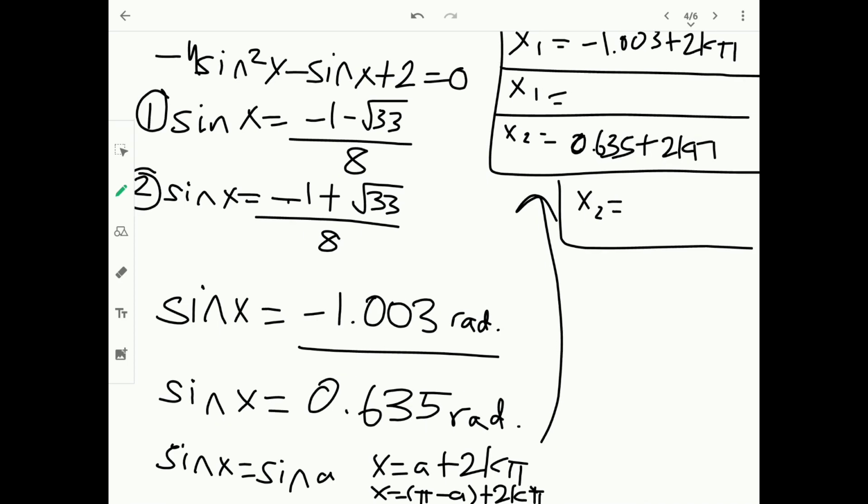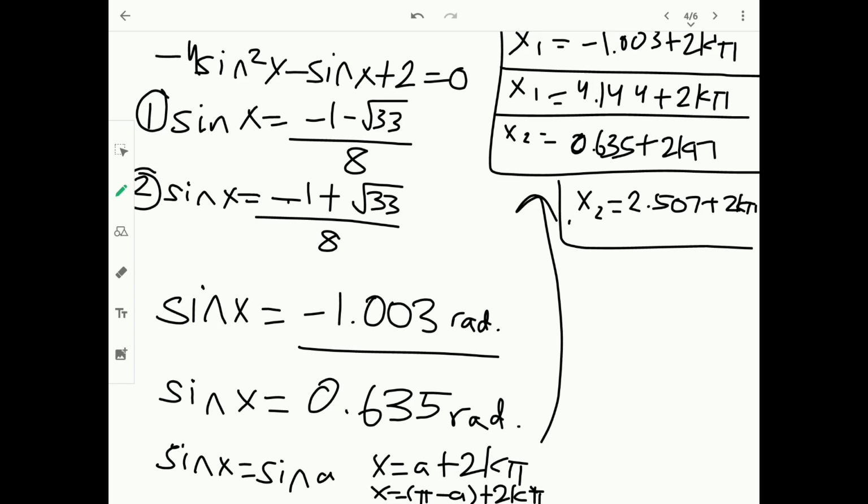So pi minus 0.635 is 2.507 plus 2k pi. And now pi minus 1.003, pi plus, because it's negative, 4.144 plus 2k pi. Now immediately we reject when k is 0. When k is 1, it makes sense. So let's just try that.